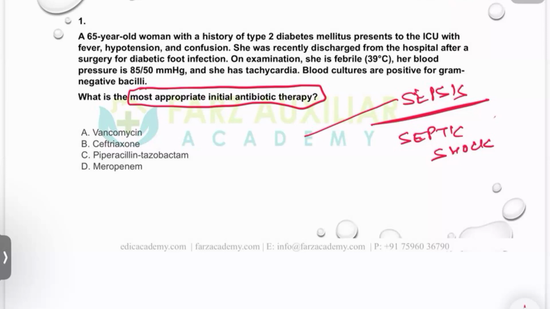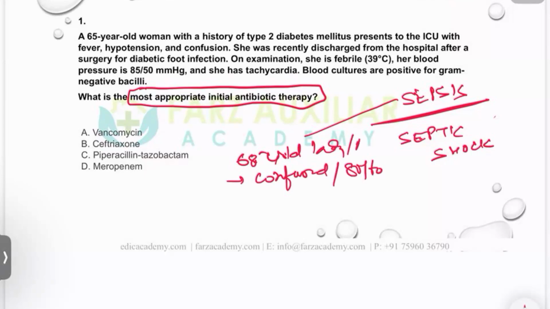Okay, let me just reframe this question for you. This is a 65-year-old lady. Okay, make it a 68-year-old lady. She has come in a confused state, BP of 80/60. She is diabetic. And respiratory rate of 40. Urea and creatinine elevated. Let us say creatinine is 1.6, urea is 52.